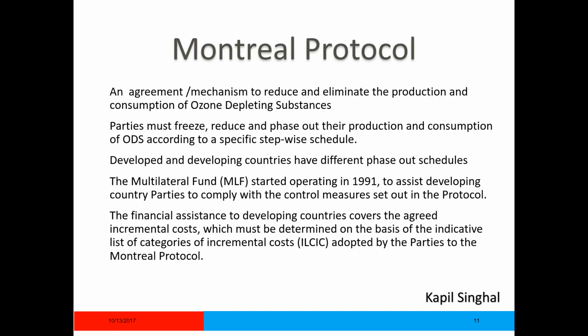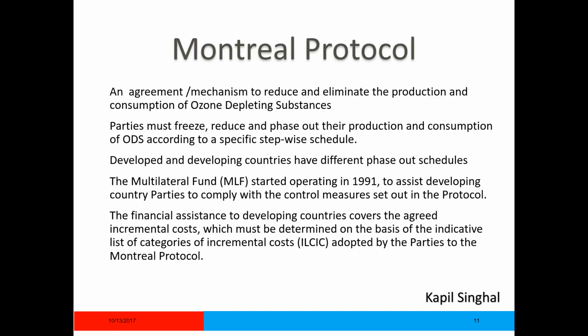Now even in the differentiated mechanism, between developed and developing, there is also a multilateral fund. This multilateral fund, which started in 1991, is to assist developing countries to comply with the control measures set out by the protocol. So if India needs to abide, and say shut down plants, there is a fund available called the multilateral fund, which provides assistance so that all developing nations can continue to contribute towards the Montreal Protocol and achieving this global target.